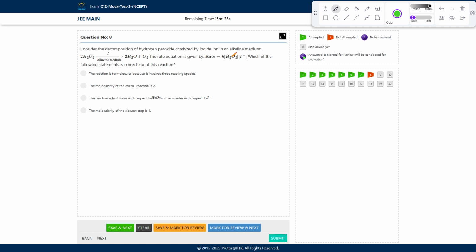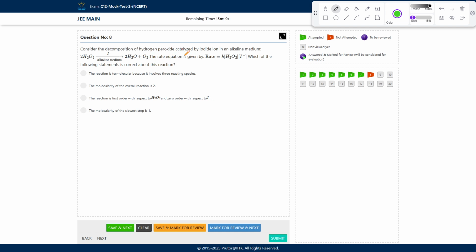Okay, so this is question number 8 and it is saying: consider the decomposition of hydrogen peroxide, that is H2O2, catalyzed by the iodide ion in an alkaline medium. In the given reaction, hydrogen peroxide is catalyzed by the iodide ion in alkaline medium, giving us 2 molecules of water and 1 molecule of oxygen.